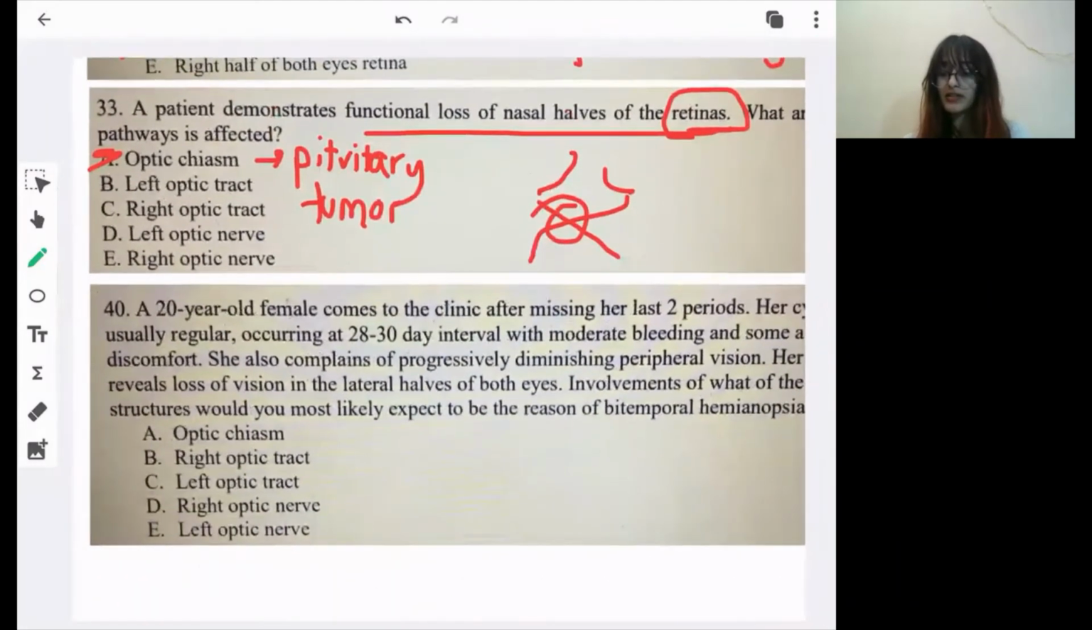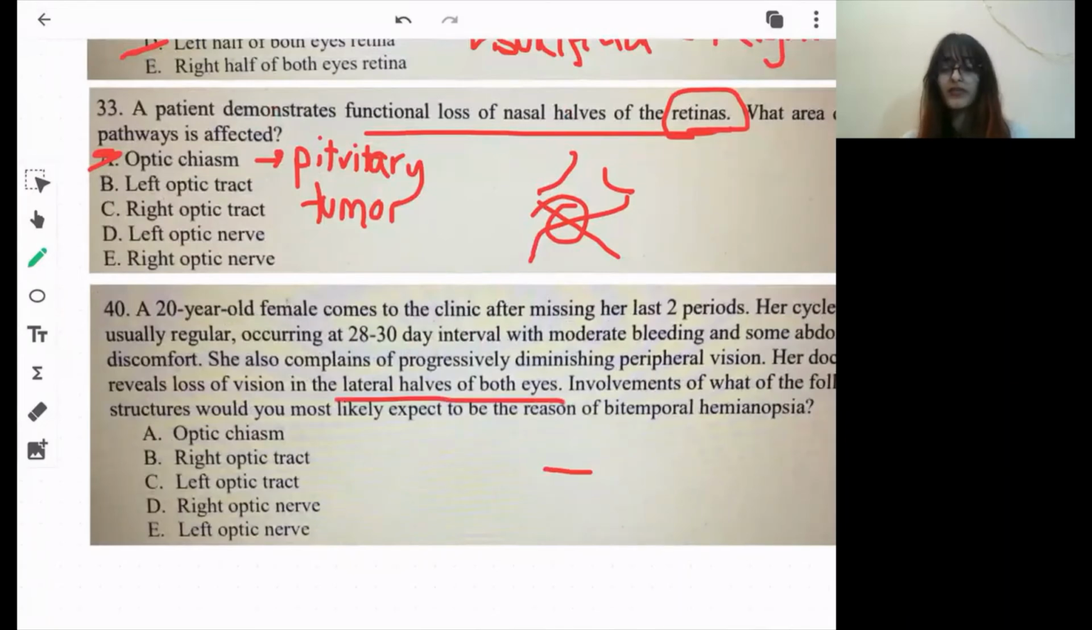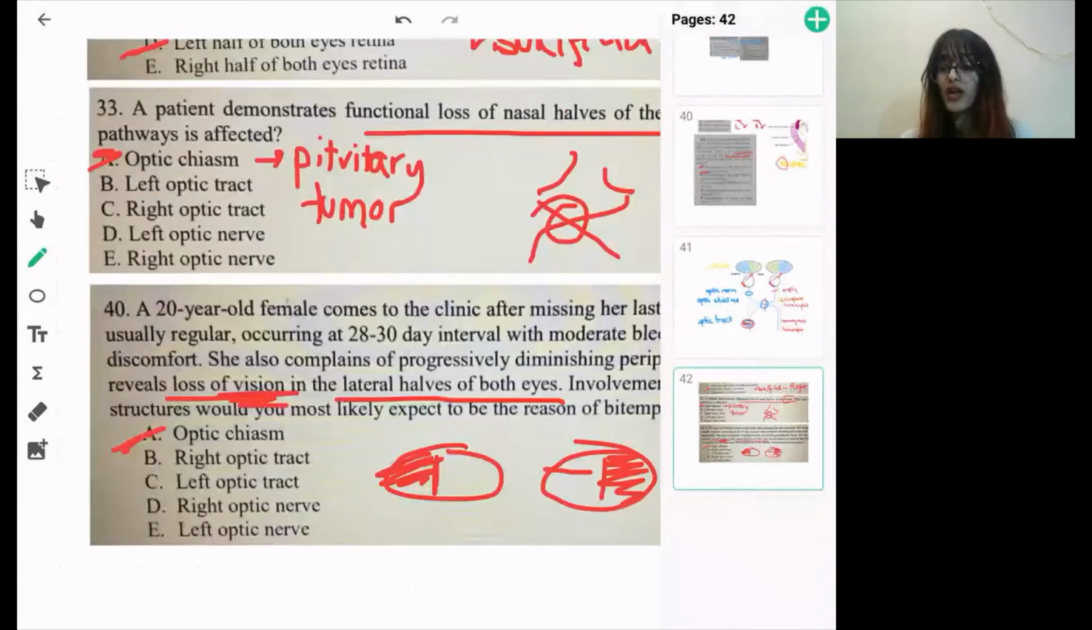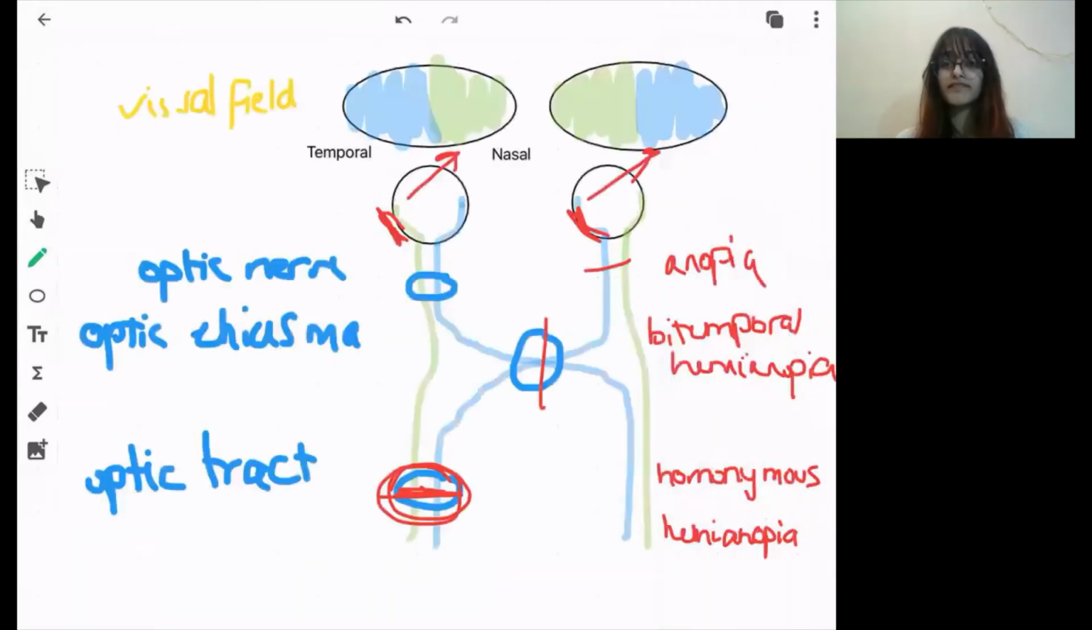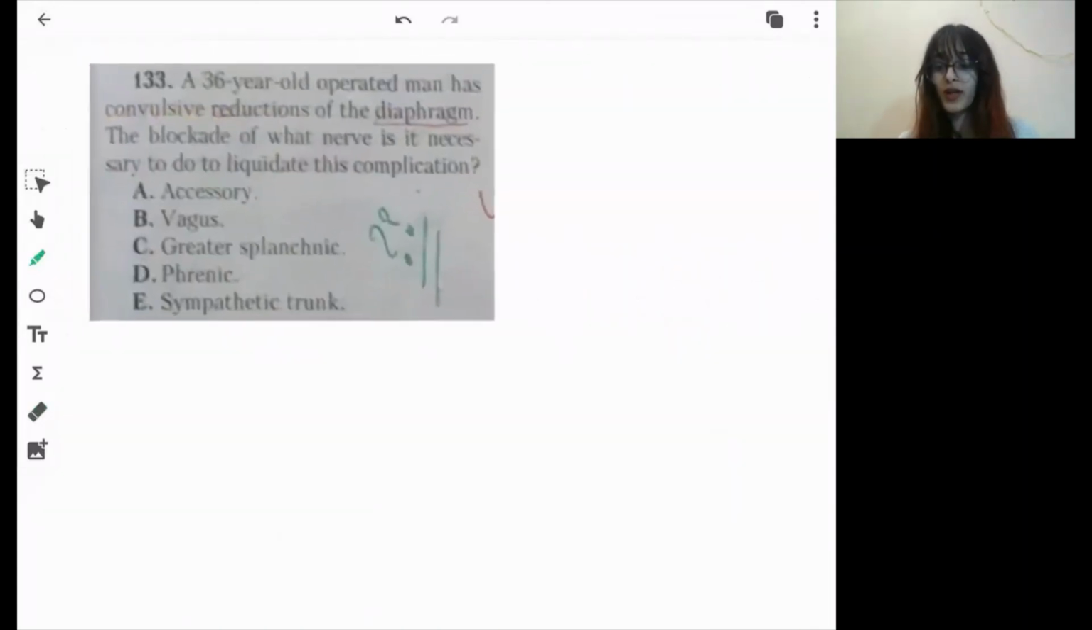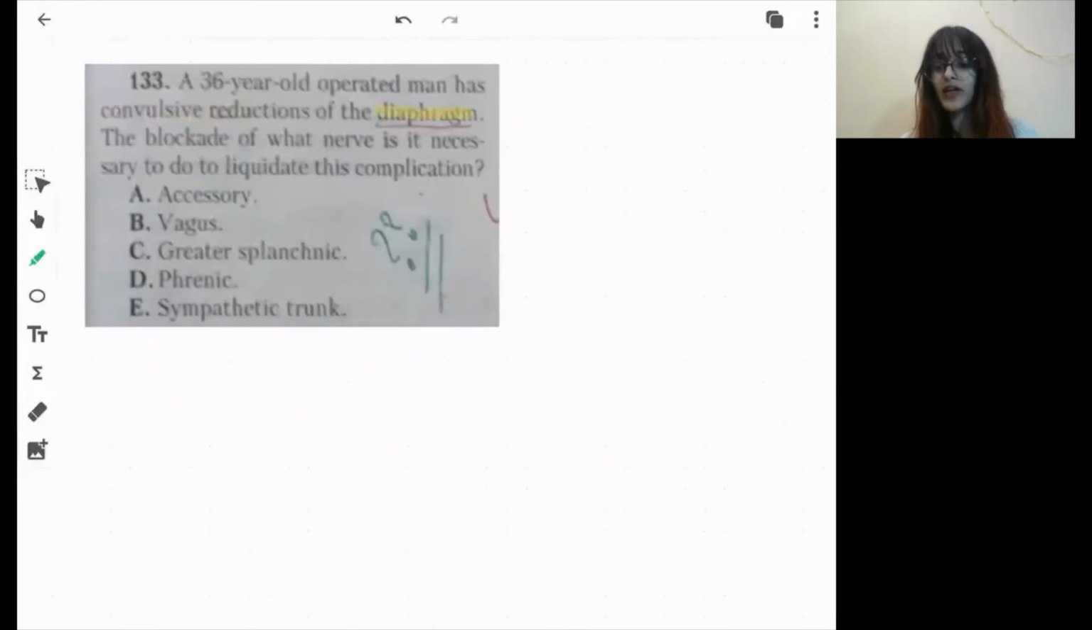So, okay, next question. And here the loss of vision is again the lateral half of both eyes. Now you can see they're talking about the vision. They're talking about this defect, bitemporal hemianopia. They're not talking about the retina. So anyways, the answer is the optic chiasma. So anyways, practice this, draw it yourself, understand what will be the visual field defect if any part of the visual pathway is affected, and so you can answer the questions accordingly.